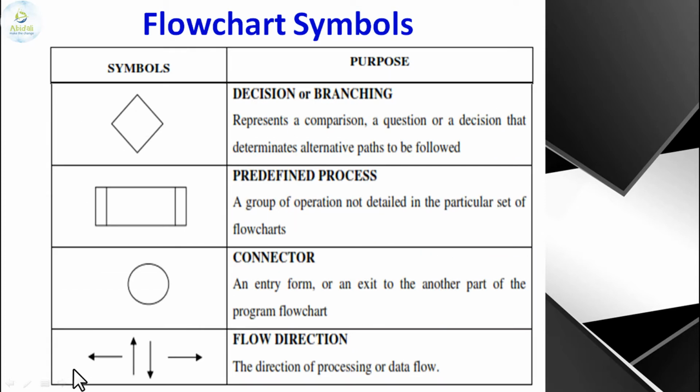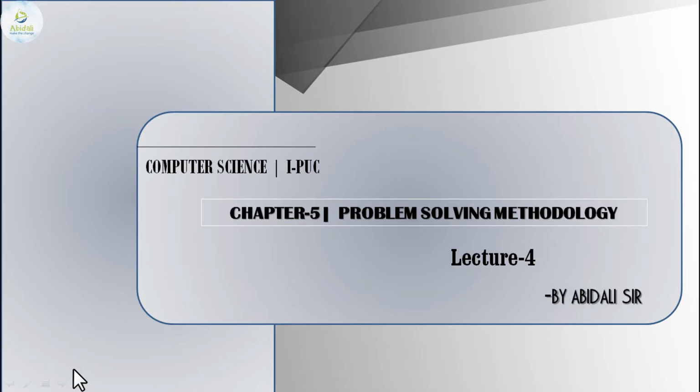The next is used for decision making statements. We will be discussing in the upcoming chapter how the decision making statements will help us. Then predefined functions, connectors from one stage to another stage, and arrow marks depicting the flow from different parts of the program, whether it is moving left or right or any other direction. So let us begin lecture number 4, problem solving methodologies.